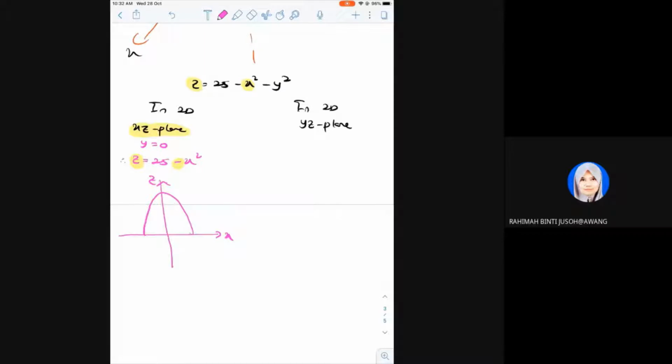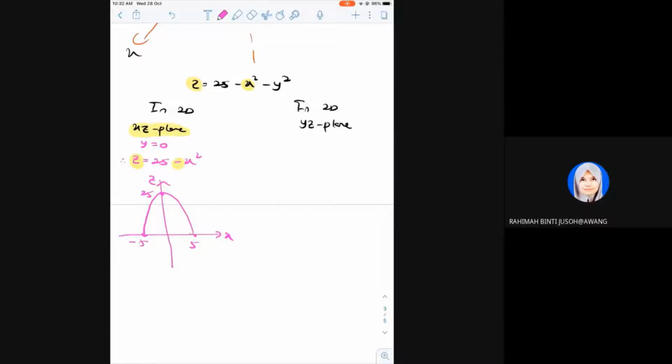Am I right? Because we have 25, so we shift 25. Here should be negative 5, and right here should be positive 5, like that. Okay, so now let us proceed with YZ plane.